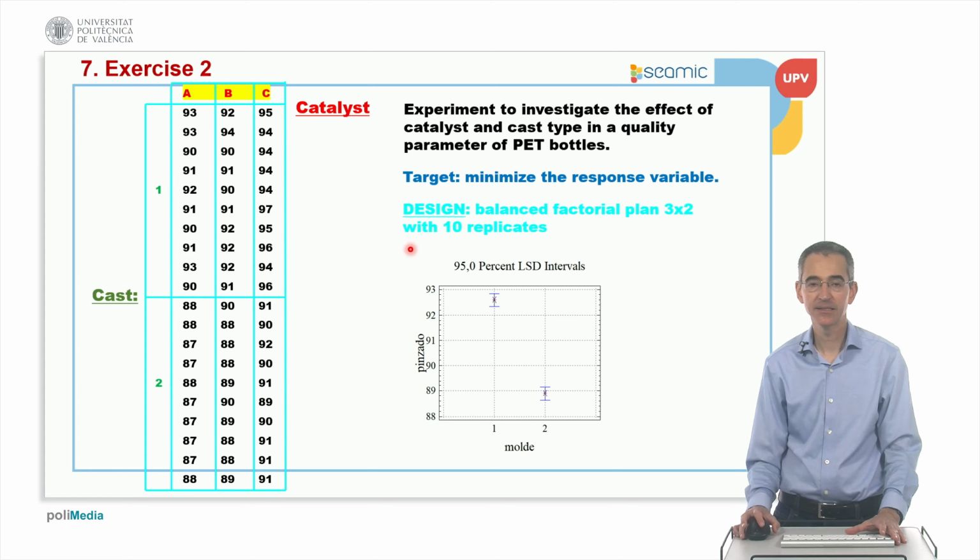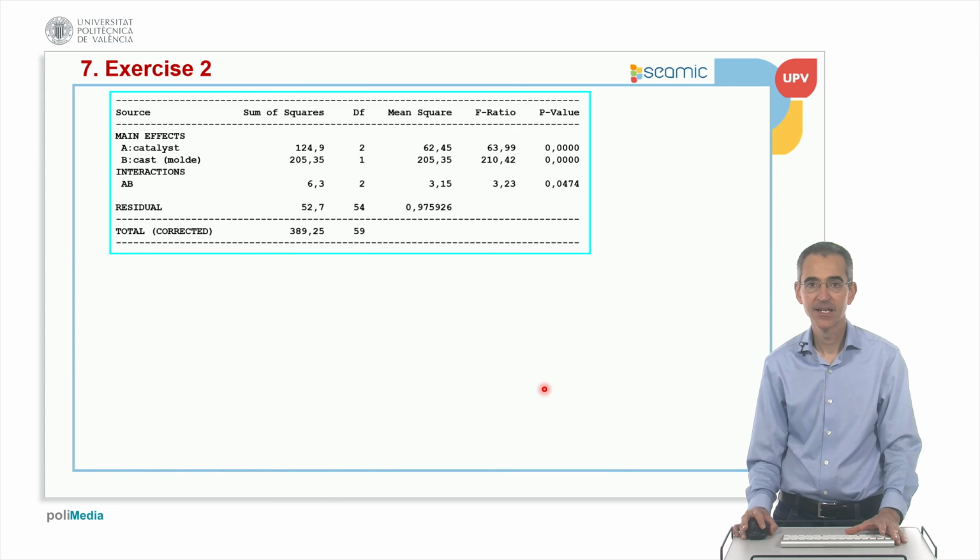Well, so then if we obtain the LSD intervals, just to see what happens, we can see that the LSD intervals don't overlap. It means that the differences according to the cast type will be statistically significant. In this case, we want to minimize, so we should choose the cast type 2. Okay. Well, and then this is the ANOVA table.